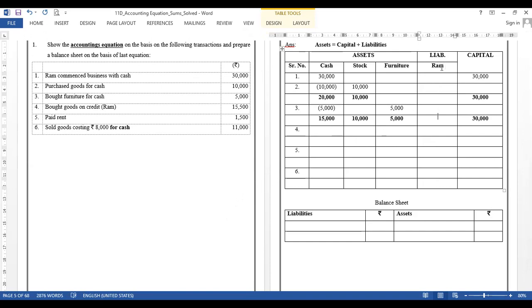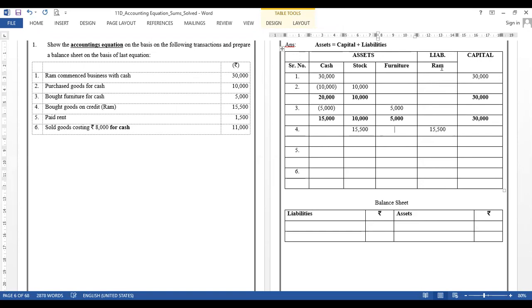Okay. My liability towards Ram, does that increase or decrease? It will increase. My liability increases towards Ram by rupees 15,500. And what is the second effect? Which is the second account getting affected? Stock. Your purchase stock will increase by rupees 15,500.